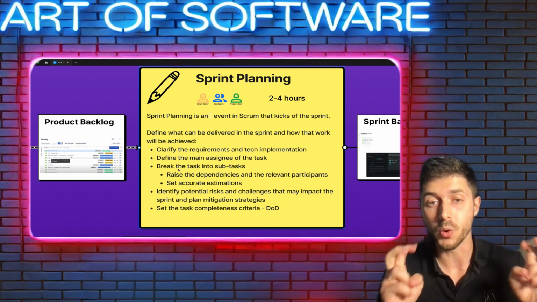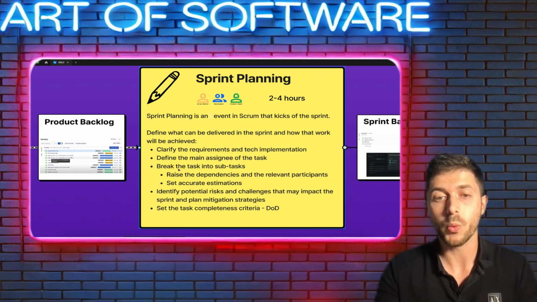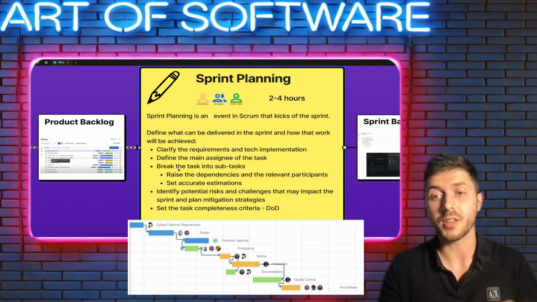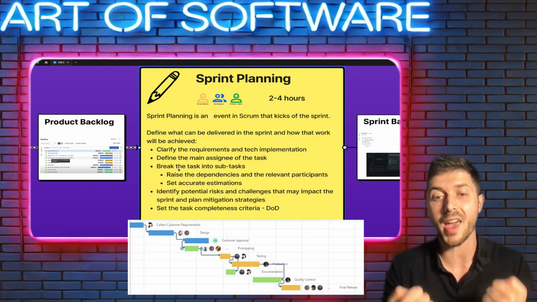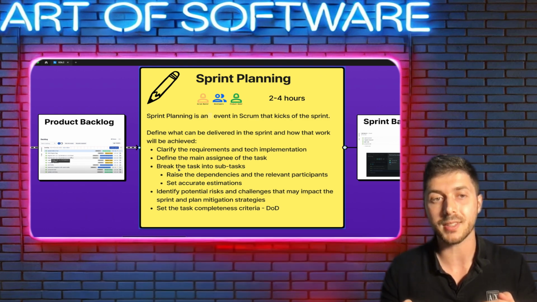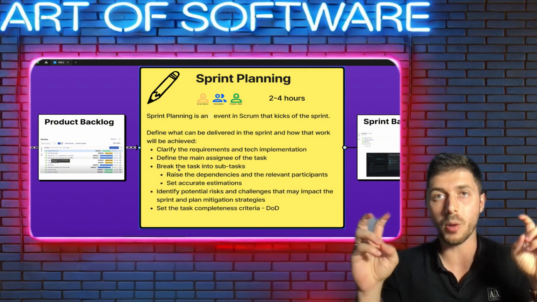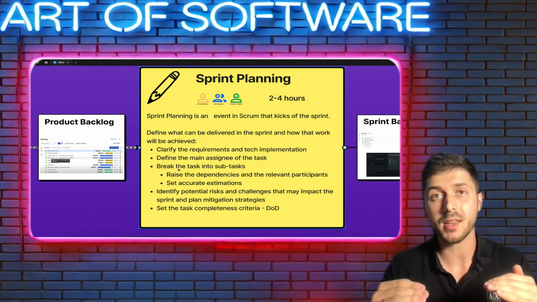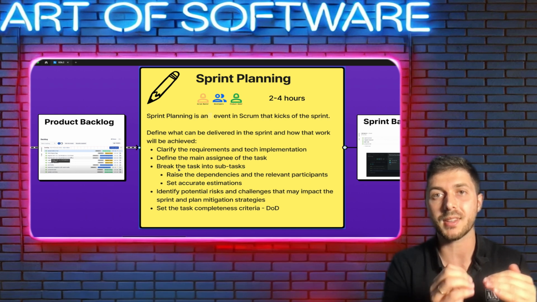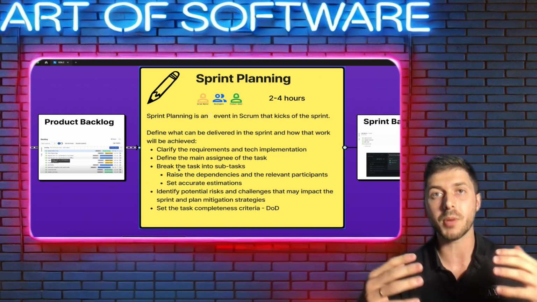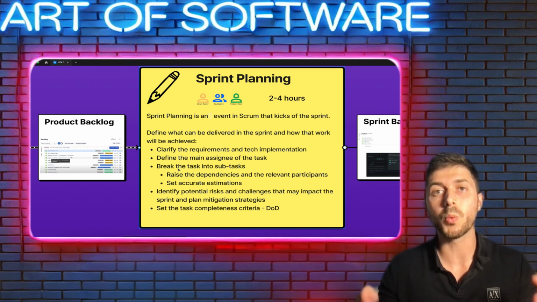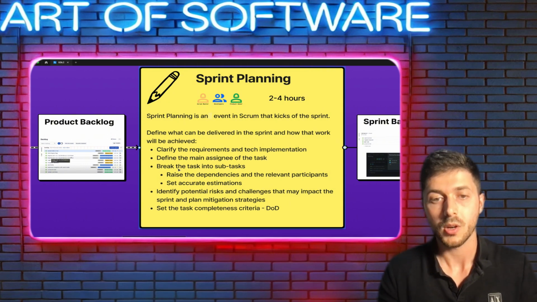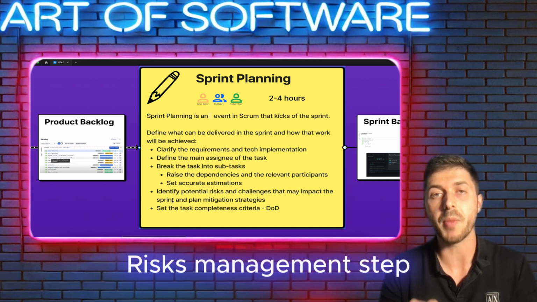In the sprint planning, the development team pulls work from the backlog and commits to deliver that work in the upcoming sprint. We have to clarify the requirements and tech implementation to define the main assignee of the task. This is the who, right? Who is going to be in charge. We need to break the task into subtasks, first of all, to raise the dependencies and the relevant participants and to set accurate estimation. Now, I do recommend in this case to work in the opposite direction, a bottom-up approach. We can take a complex mission, separate it into subtasks, set the estimation for each subtask, and then calculate the final estimation for the whole mission. In this case, we will receive a more precise estimation. Hopefully, we will also identify the potential risks and challenges. This is the risk management step.